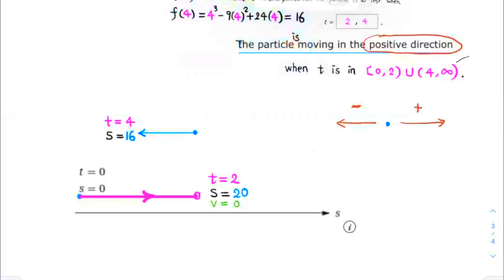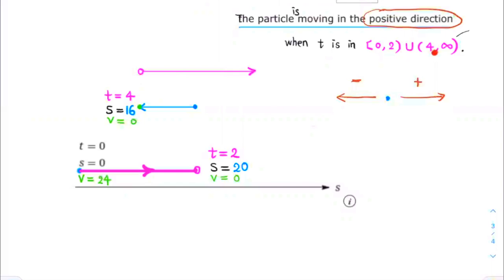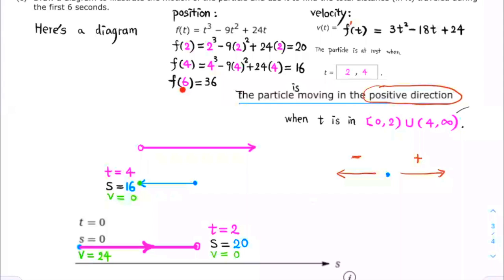Remember, at this time, when t equals 4, the particle is at rest, so the velocity is equal to 0 at this moment. When t is greater than 4, the particle is moving in the positive direction, so the particle is moving to the right. Substituting t equals 6, we get the position at that moment is 36 feet. So when t equals 6 seconds, the position s is equal to 36 feet over here.